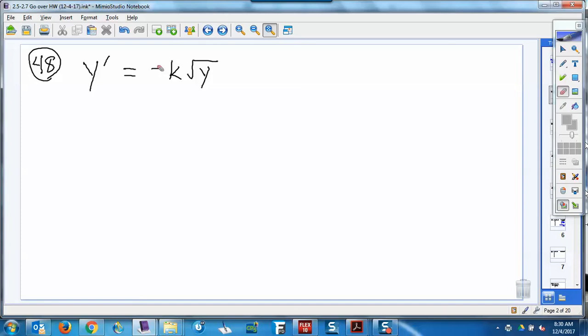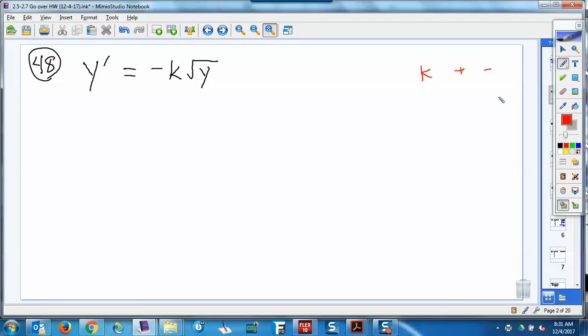Because it's going down. The y is decreasing. Think of the chart. When y is decreasing, what's y prime? Negative, right? So, here's a question I could ask you. In this equation, is k positive or negative?